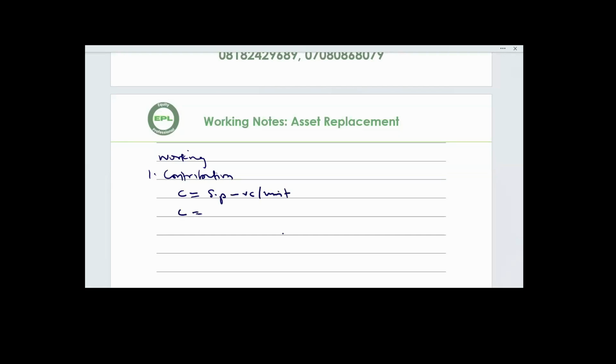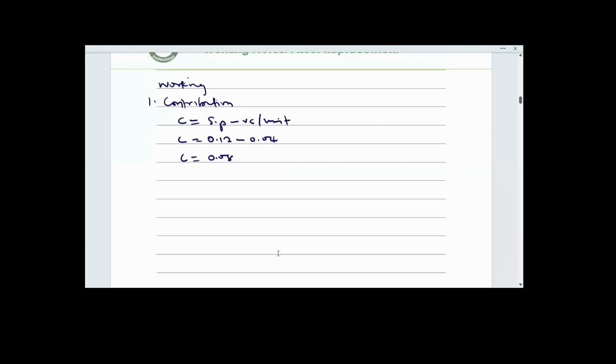So according to the question, selling price is 12 kobo and the variable cost is 4 kobo. Therefore, 12 kobo minus 4 kobo. So contribution per unit of samba is 8 kobo. Then I need to get total contribution.